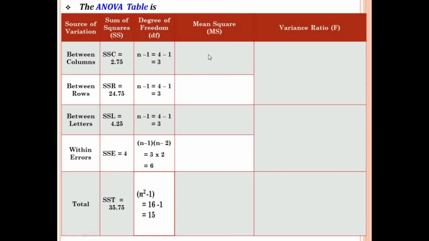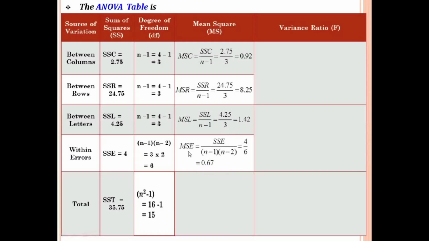Next, we find the mean square between columns, rows, and the letters. What is MSC? MSC equal to SSC by n minus 1, which means divide this number by this number, 0.92. Similarly, we get MSR 24.75 by 3, we get 8.25, and finally MSL, mean square of letters. SSL by n minus 1, we get 1.442. Next, we find MSE. MSE is SSE by n minus 1 into n minus 2, we get 0.67.